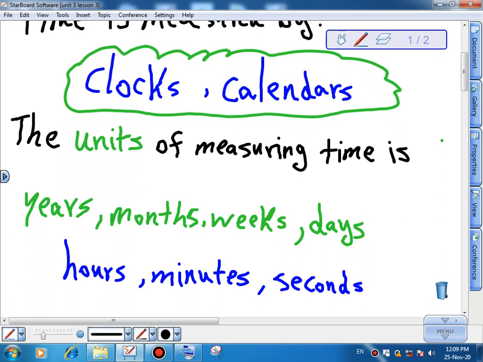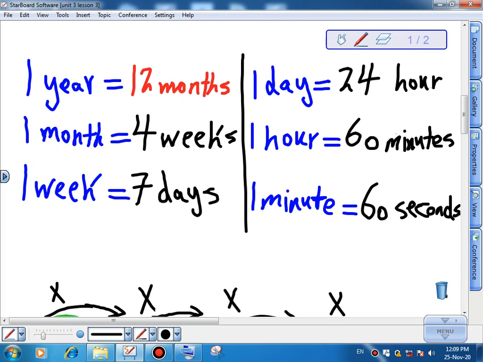The units of time measuring are years, months, weeks, days, hours, minutes, seconds. The greatest unit is years and the smallest unit is seconds. If we need to convert from years to months, from months to weeks, look at this.